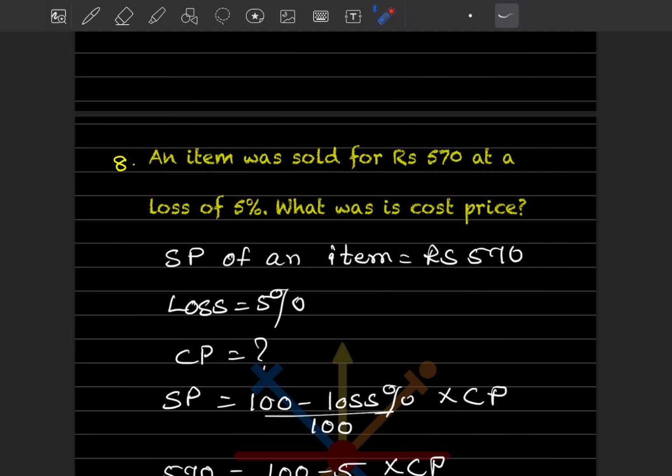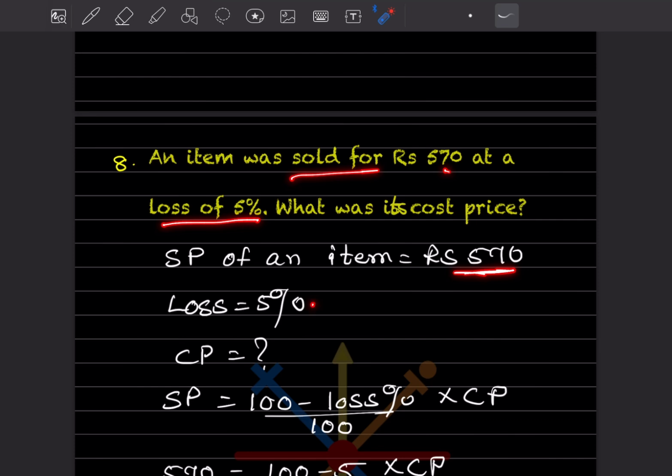An item was sold for rupees 570 at a loss of 5%. What was its cost price? So now what will you do here? The selling price of the item is given as 570.